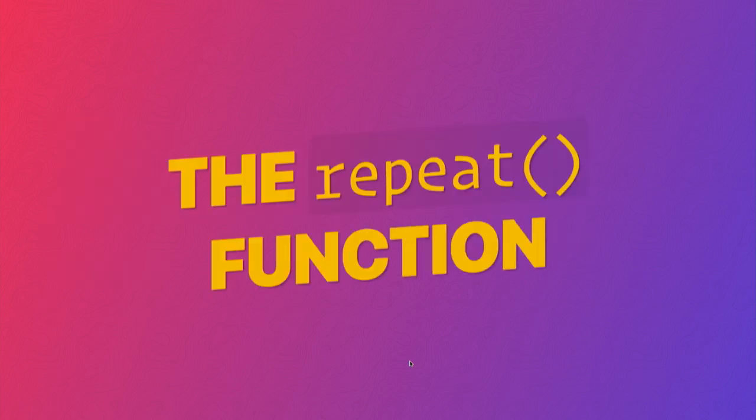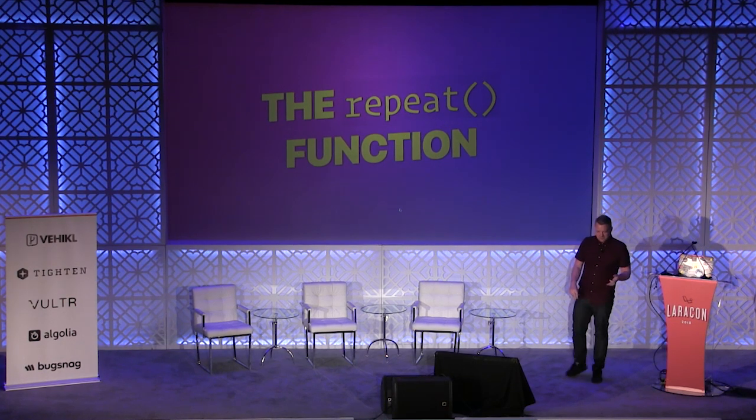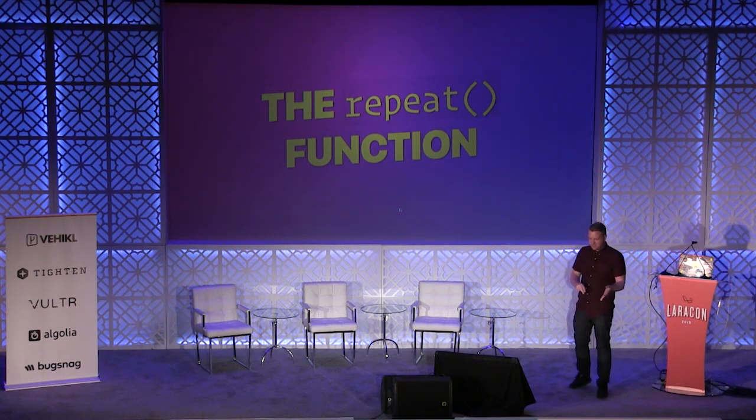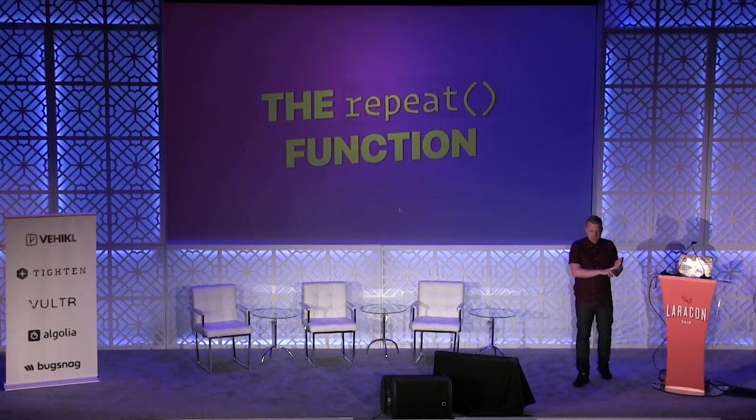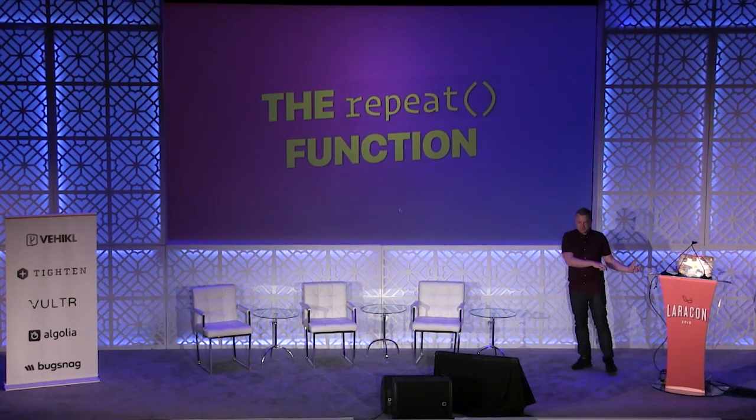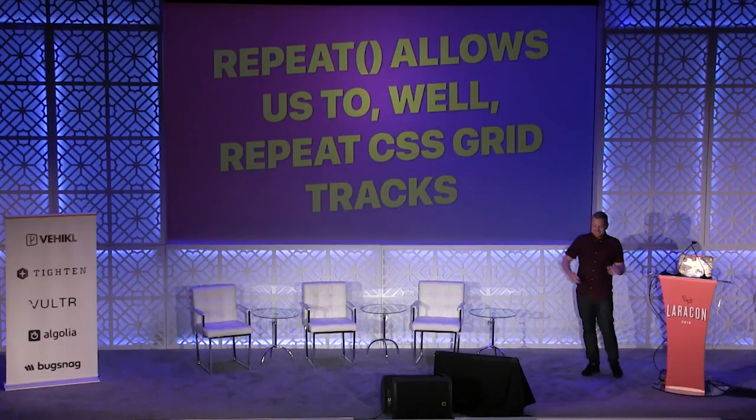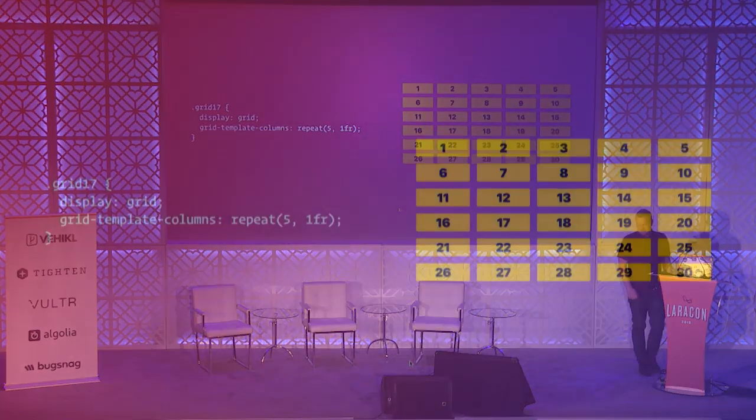Another part of CSS Grid is the repeat function. And that's kind of cool. CSS is starting to get all these little functions. Like we've got a calc function, and we've got a min-max function, and we're going to get a color function. A lot of the things that you're used to in Sass, they're all coming to CSS. And part of what came along with CSS Grid is this repeat function. So repeat allows us to repeat CSS Grid tracks, and it looks a little something like this.